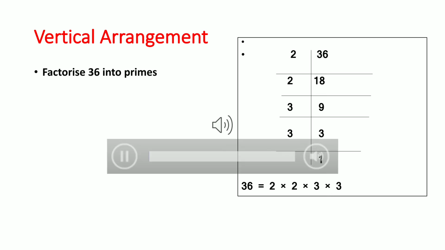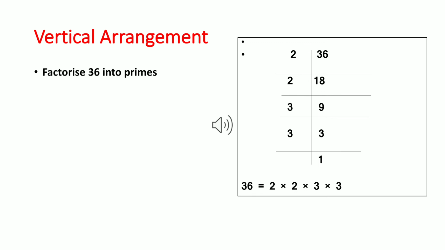Now we learn vertical arrangement. We take same example. Factorize 36 into primes. 2 times 18 is equal to 36. 2 times 9 is equal to 18. 3 times 3 is equal to 9. 1 times 3 is equal to 3. In this way, we get 36 is equal to 2 into 2 into 3 into 3.